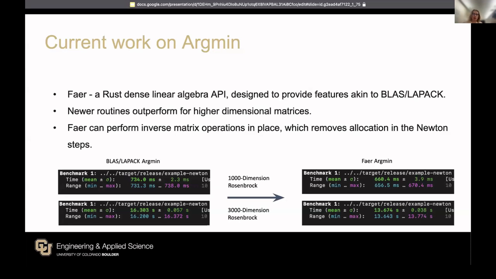And another big thing that faer does that ndarray-linalg kind of struggles with, I guess for our specific problems, is that faer can perform these inverse matrix operations in place, which removes an allocation in the Newton steps, which is pretty big for performance. And that is reasonably why we expect the performance gain that we achieved.